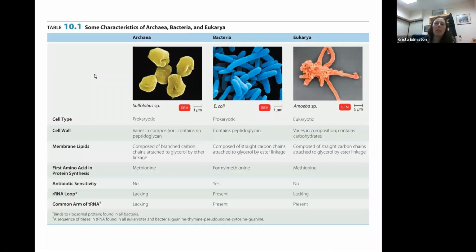Okay. This is a nice little table from another book, just comparing those three domains. It starts off with the cell type, so the archaea and the bacteria both being the prokaryotes, and the eukarya being the eukaryotic, the cell wall composition, the difference in the membrane lipids, the amino acid synthesis. So we can see here in that case that both archaea and eukaryotes use methionine, where the bacteria are using the formyl methionine, as we looked at before. RNA loop, we're going to talk about that at the end, the differences of the RNA and the differences of the tRNA down there at the bottom.